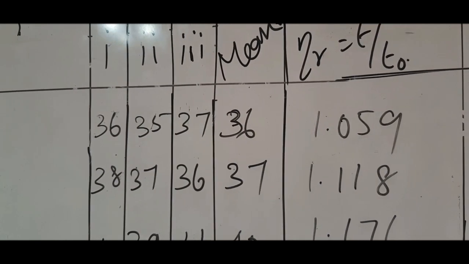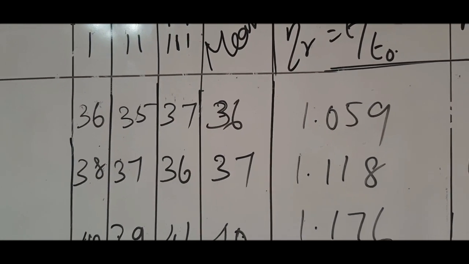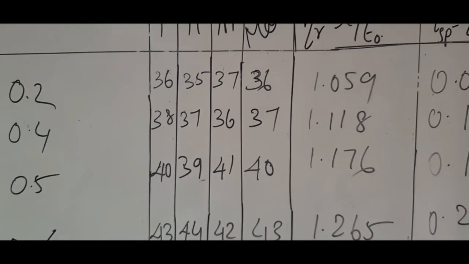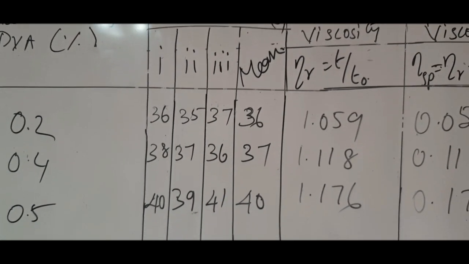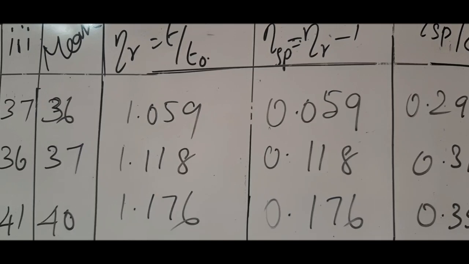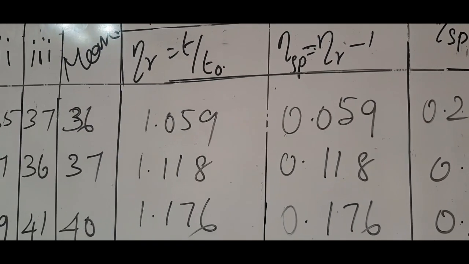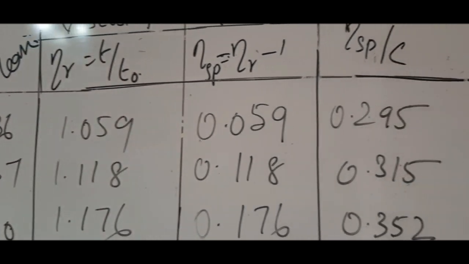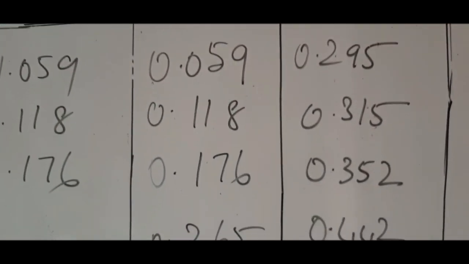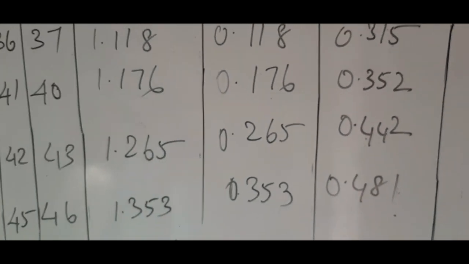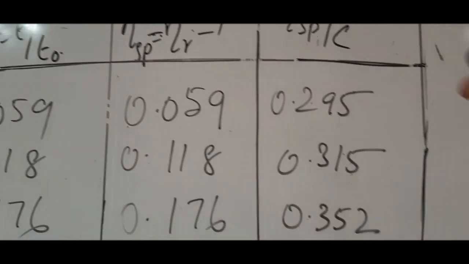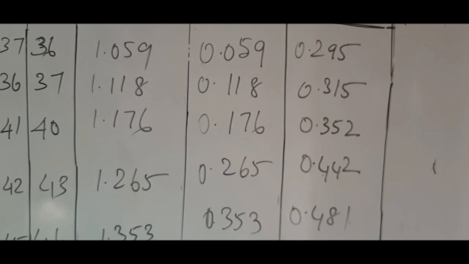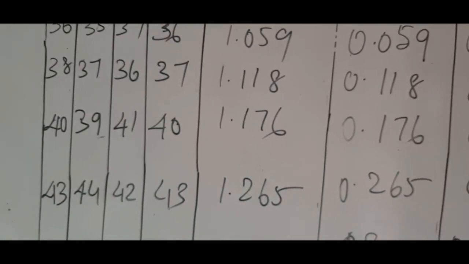Then η_r is calculated for every concentration, that is η_r is equal to t divided by t₀. Then η_sp is calculated: η_r minus 1 gives you η_sp. Okay, so η_sp divided by concentration was also calculated, and these values are plotted versus concentration.